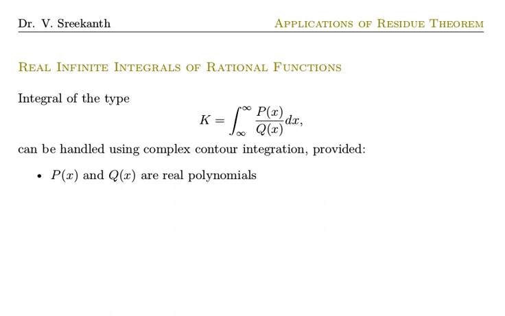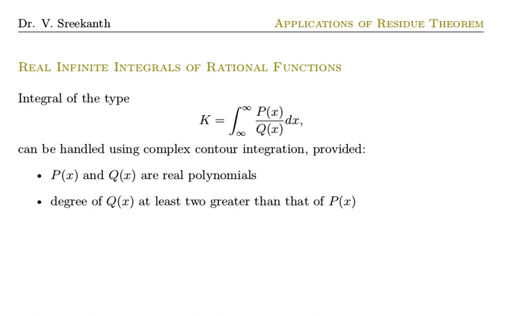P(x) and q(x) have to be real polynomials. Not only that, the degree of the polynomial q has to be at least greater than that of p by 2. So if the degree of the polynomial p is 3, q has to be minimum a polynomial of degree 5. There should be a difference of the degrees of at least 2, otherwise this will not work.